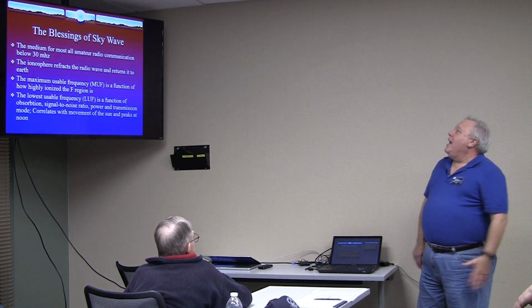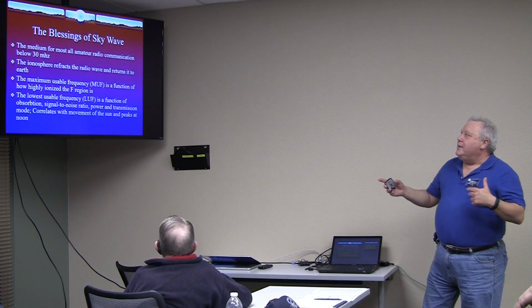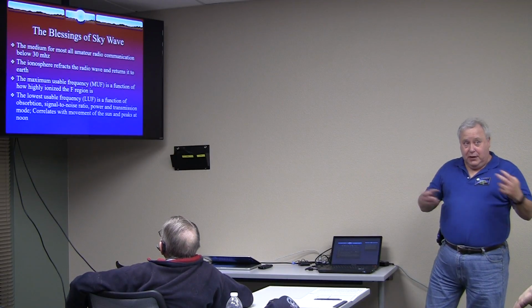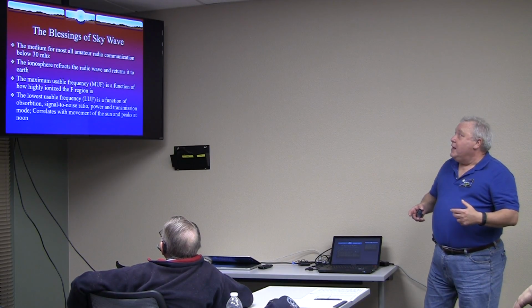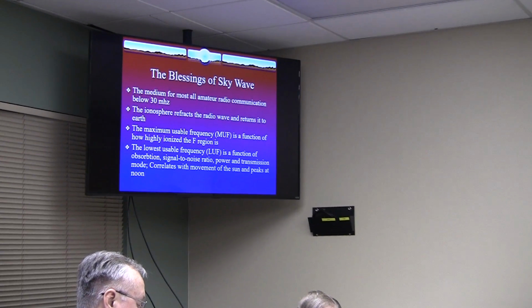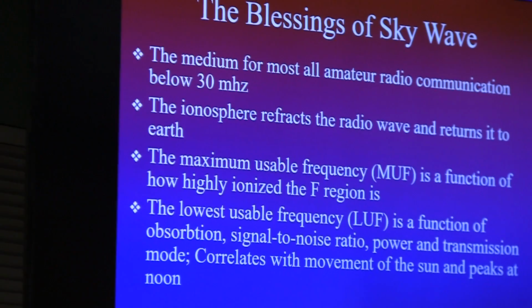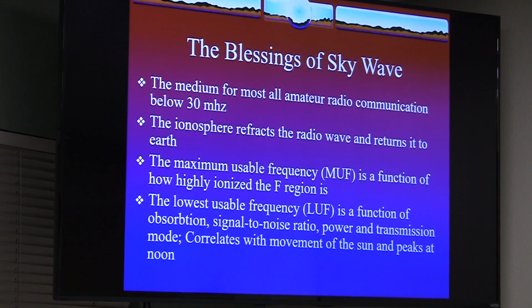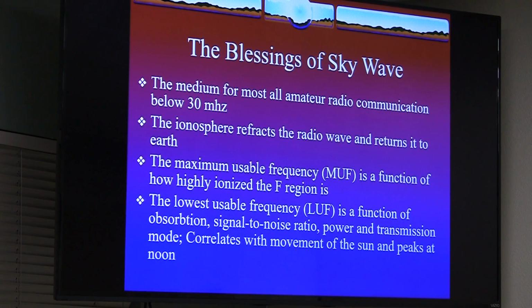So the blessings of skywave, again, the medium for most of us is below 30 megahertz. That's where 10 meters is, where you start getting the skywave. The ionosphere refracts a radio wave and returns it back to the Earth. The maximum usable frequency is a function of how highly ionized the F region is. So the higher ionization, sunspots, solar storms, you get to a point where it's more active, it bounces more signal back, and it lets you go higher in frequency.